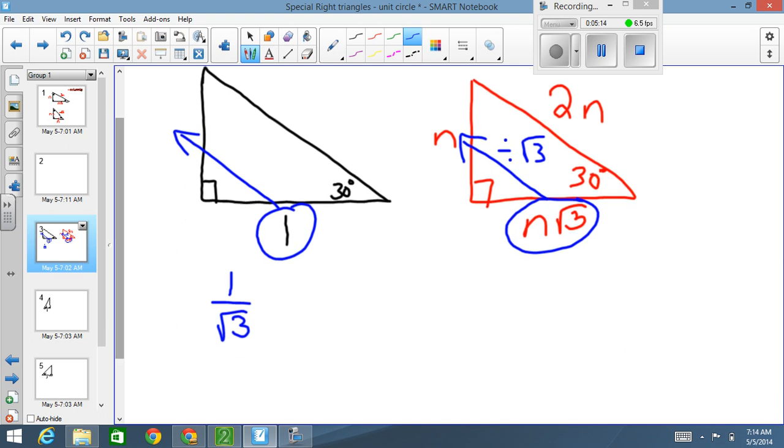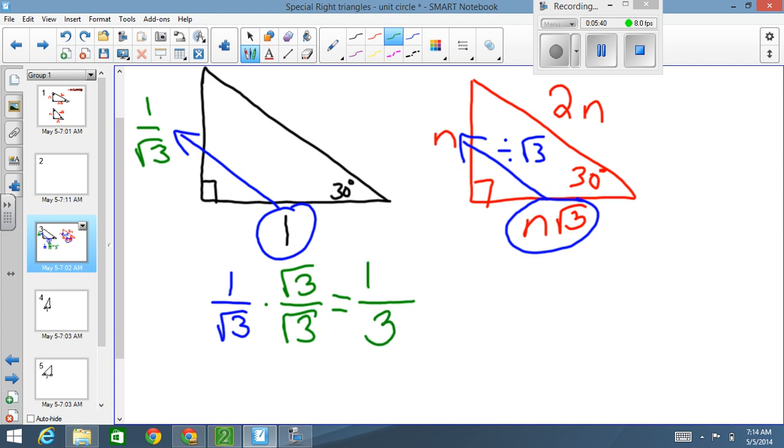Now we talked about the fact that we cannot have a radical in the denominator. So although this side right here is 1 divided by radical 3, that's not in a simplified form, so we have to simplify it. To get rid of that radical 3 in the denominator, I'm going to multiply by radical 3 over radical 3. I know that radical 3 times radical 3 is just 3. My numerator just becomes 1 times radical 3, or just radical 3. So let's write that on this side in my simplified form. This side is radical 3 over 3.